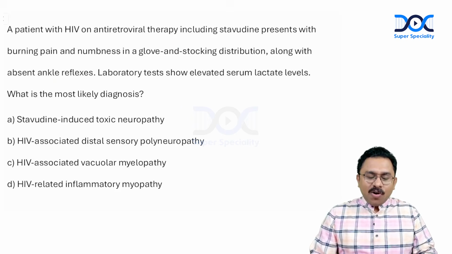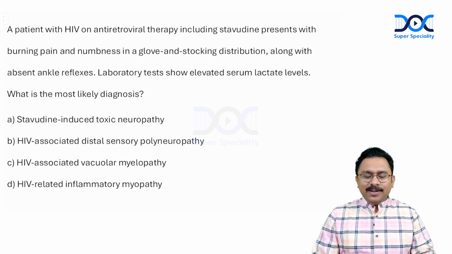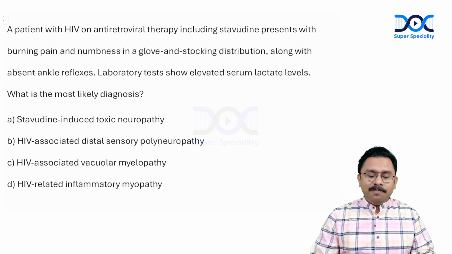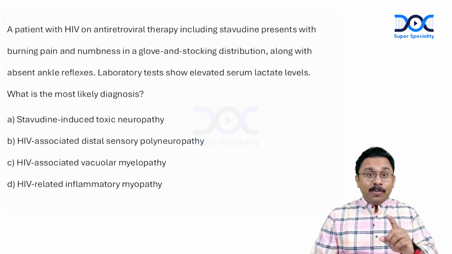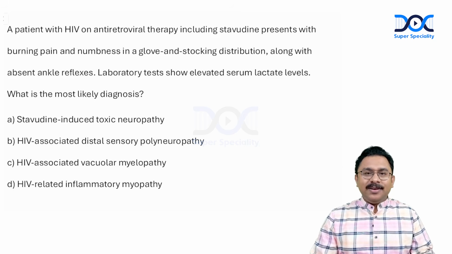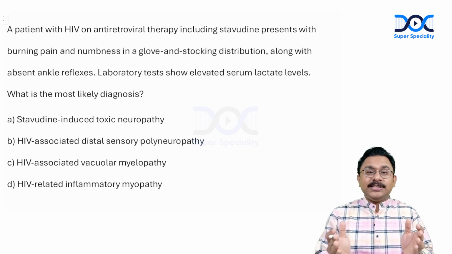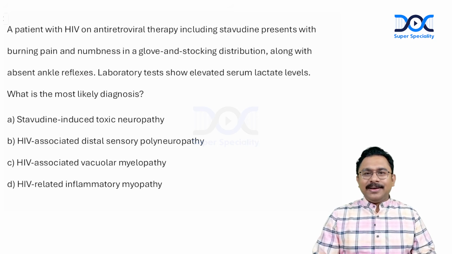A patient with HIV on antiretroviral therapy, including stavudine, presents with burning pain and numbness in a glove and stocking distribution, along with absent ankle reflexes. Laboratory studies show elevated serum lactate levels. What is the most likely diagnosis?